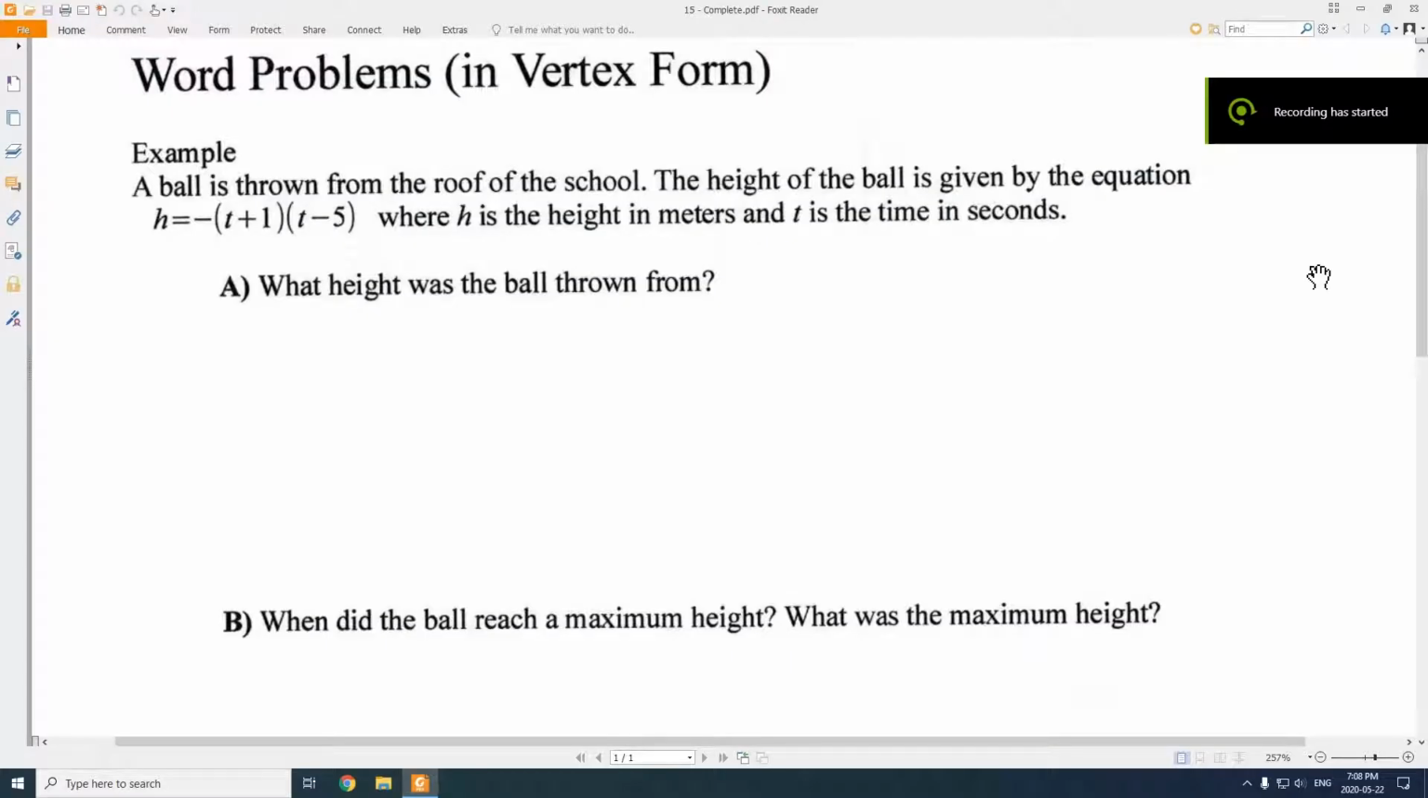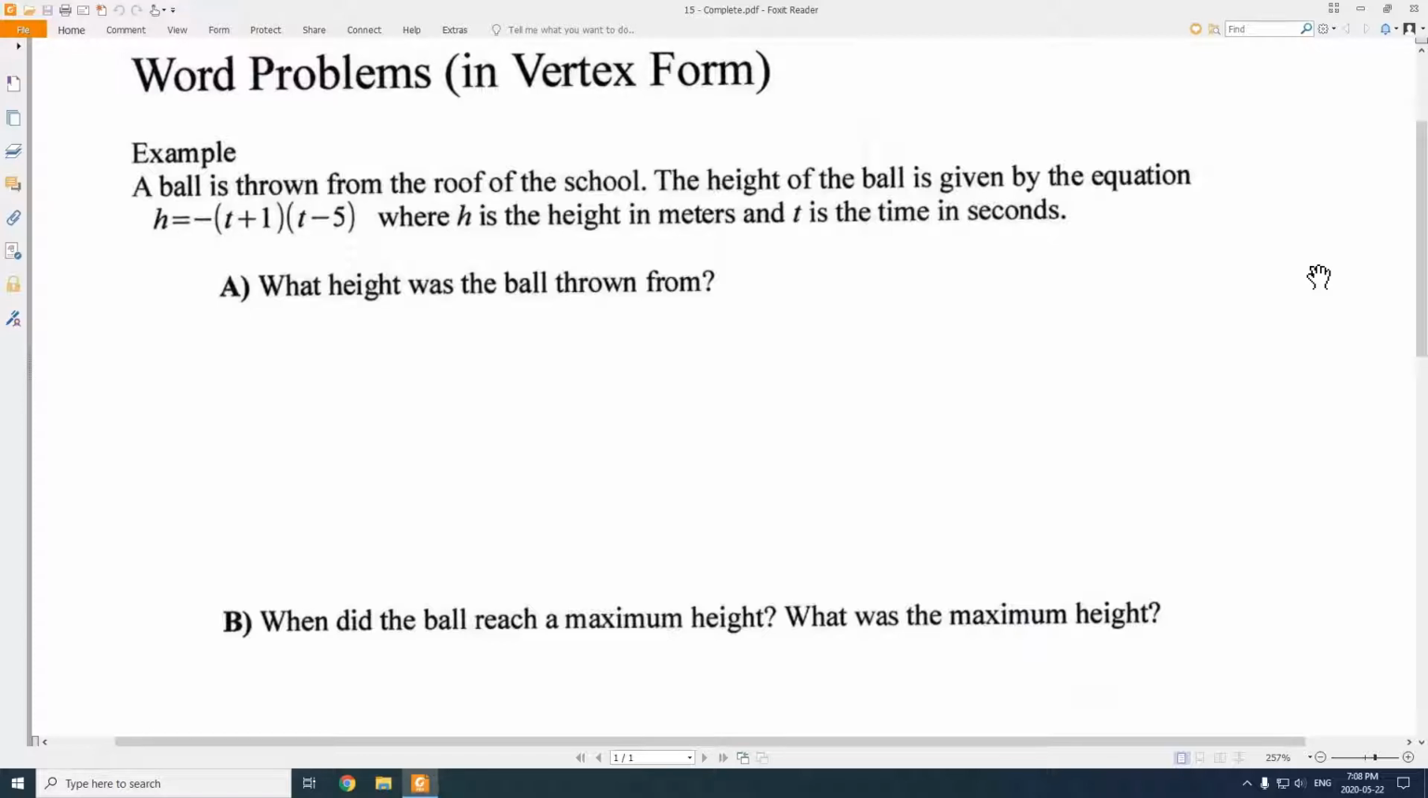So last lesson we introduced this vertex form, which is our final form for parabolas. And we found out that that form was useful because it gave you the coordinates of the vertex directly. Today what we'll be looking at is some word problems. And in these word problems, each of them will eventually get you to find the maximum or the minimum point.